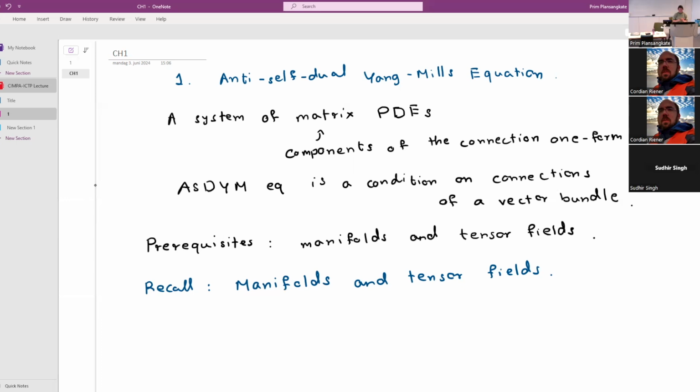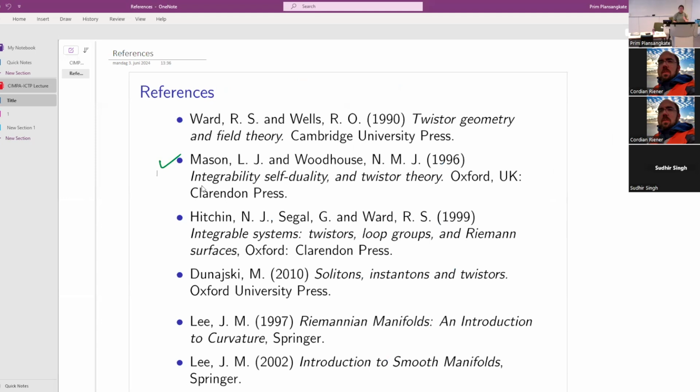So there will not be proofs, but the reference I use for this is the book by Lee, Introduction to Smooth Manifolds. Let me go back to my reference page again. For mathematical background in differential geometry, when I prepared this lecture, I used these two books by Lee, and the one that I'm using about manifolds is Introduction to Smooth Manifolds.